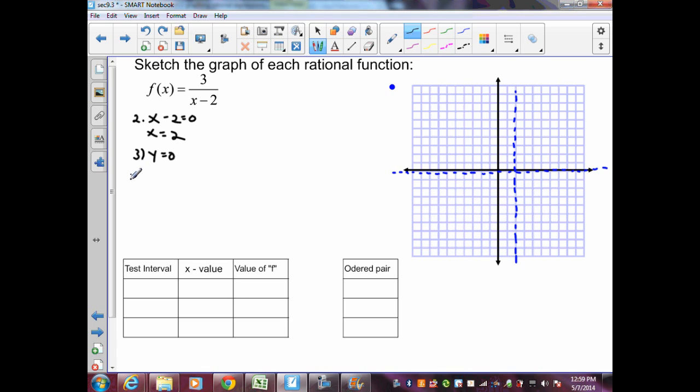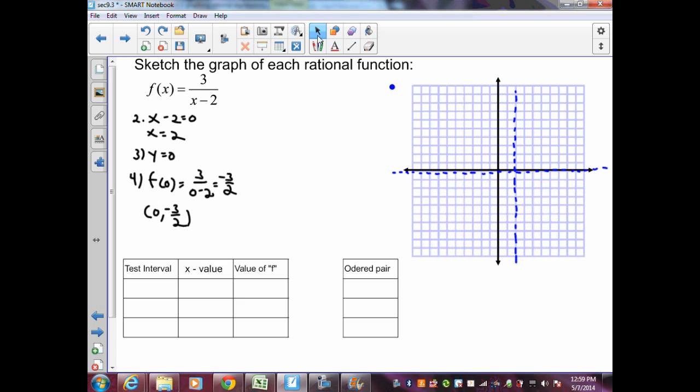Number 4, let's find the y-intercept by finding f of 0, or just replacing x values with 0. 3 over 0 minus 2 equals a negative 3/2. And my intercept is 0, comma, negative 3 over 2. And I can plot that. Negative 1.5. And I can continue on to 5.